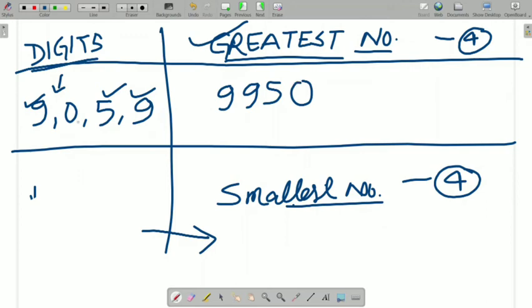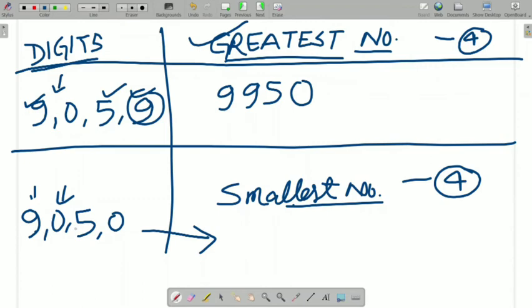And now for the smallest number, 9, 0, 5, these are our basic digits. Now another smallest digit we have to write here. So 0 we can take, because 0 is the smallest digit from 9 and 5. So let's make the smallest number.